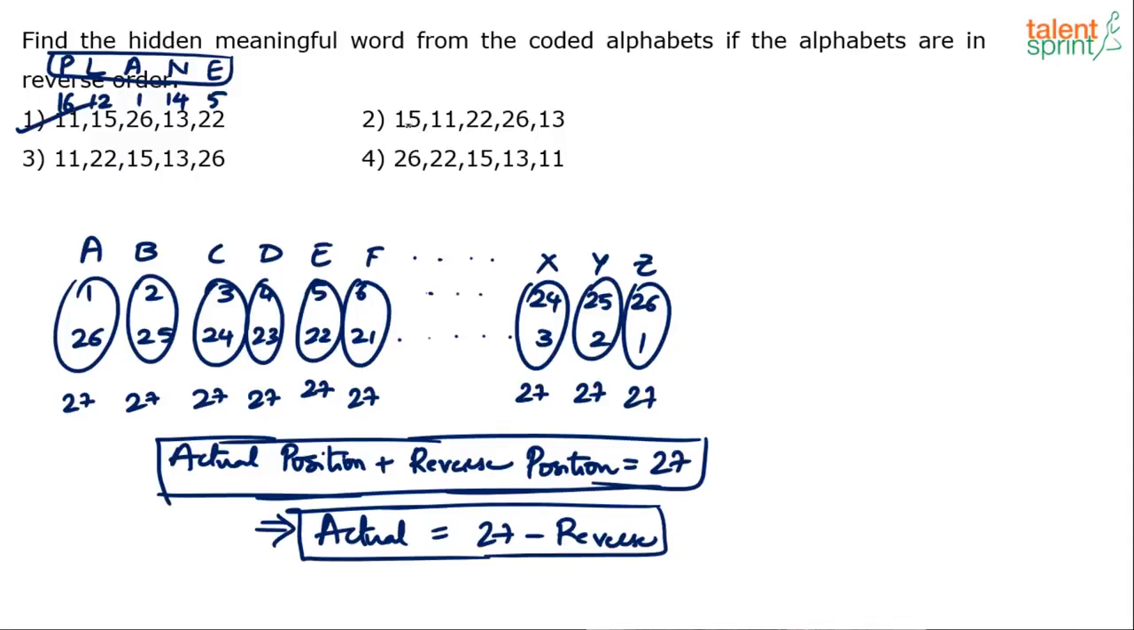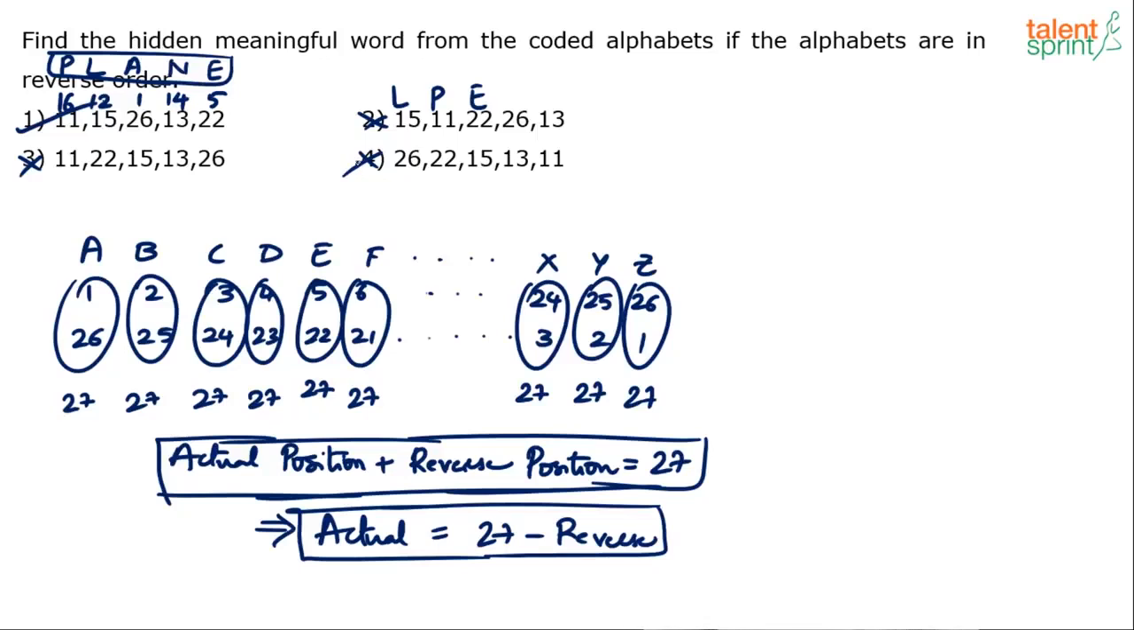Like if you see 15, 11, 22, 26, 13. 15 will be what? L, right? 15 is 12, so 12 is L. 11 is 16th, so P. 22 is 5, so E. Here itself, L, P, E is not meaningful, right? A word starting with L followed by P, E is not meaningful. Similarly, 3 and 4 also will get eliminated.